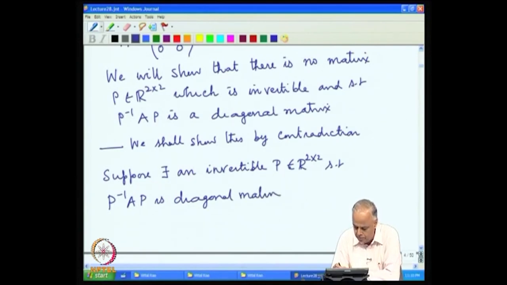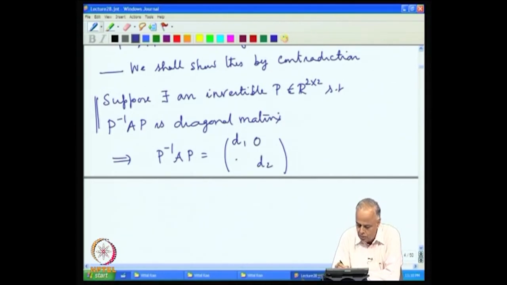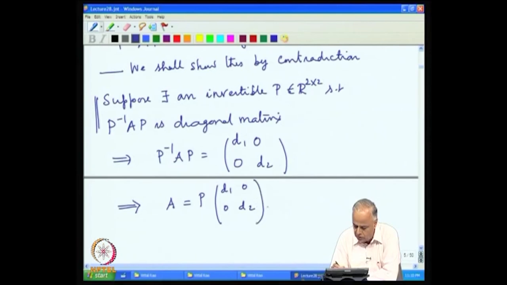Suppose it is possible; we shall show that this leads to a contradiction. So, if that is the case, we have P inverse A P is equal to a diagonal matrix, let us call it D1, D2, 0, 0. Suppose P inverse A P is a diagonal matrix. That says A is P times the diagonal matrix times P inverse, by pre-multiplying by P and post-multiplying by P inverse on both sides, we get A equal to this matrix.